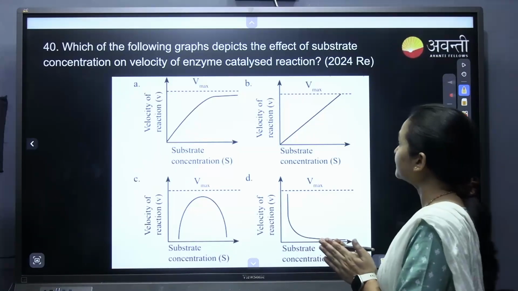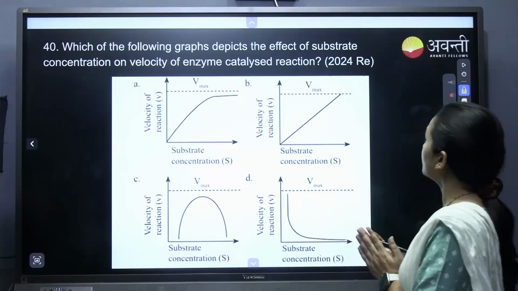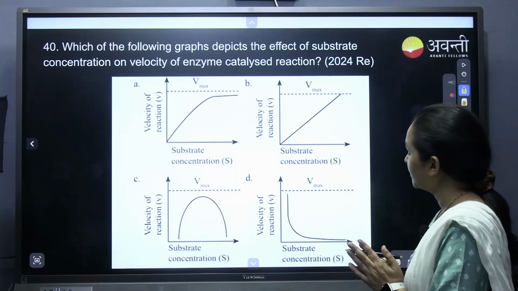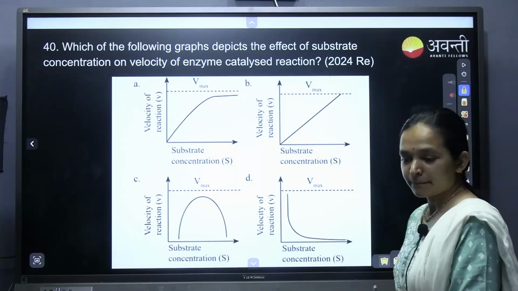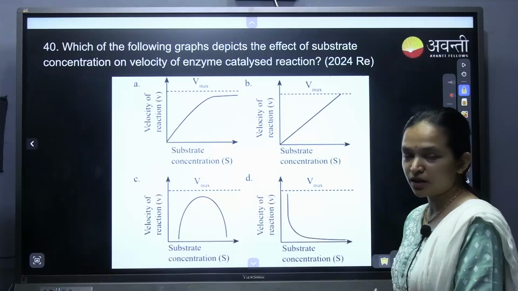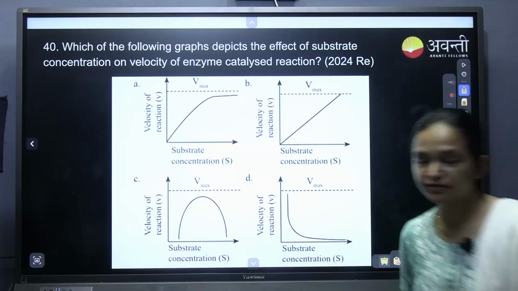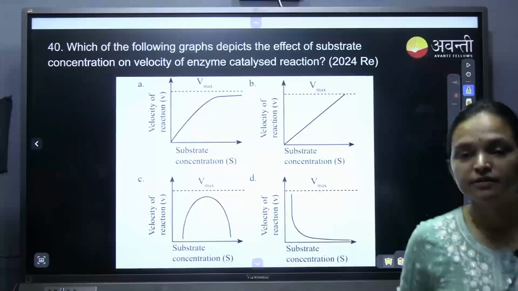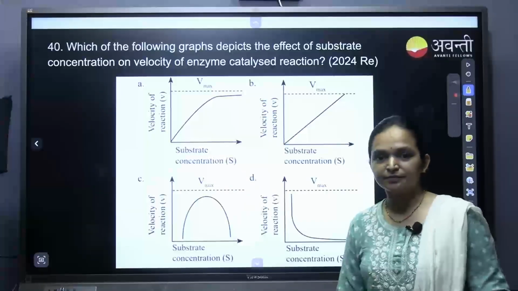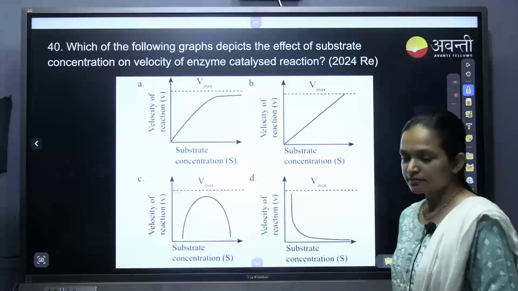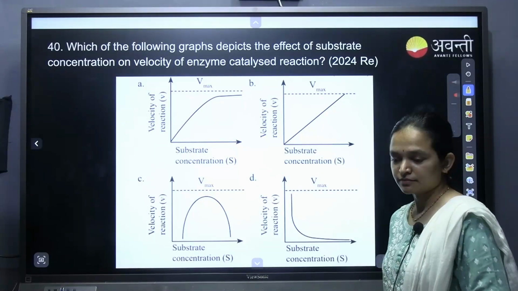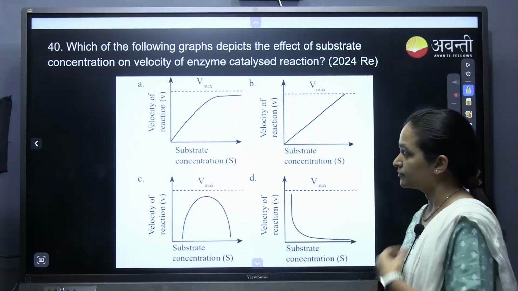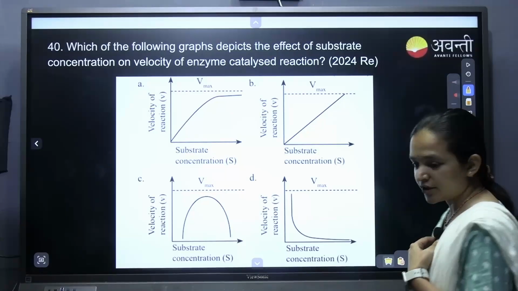Which one of the following graphs depicts the effect of substrate concentration on velocity of the enzyme catalyzed reaction? Tell me. Is the graph visible? Is the graph visible? It's visible, right? Okay, shall I explain?